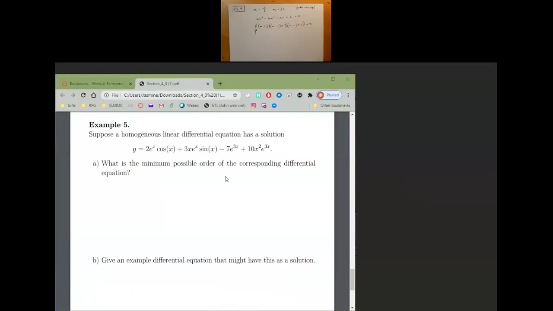They would have had some c1 e to the x cosine x plus c2 e to the x sine x, but we have 3x e to the x sine x. That means that that was a repeated root. Oh, okay. So you have 3 there. Exactly. So we have an e to the x cosine x, an e to the x sine x, an x e to the x cosine x, and an x e to the x sine x. So you have at least four just made up of complex roots.